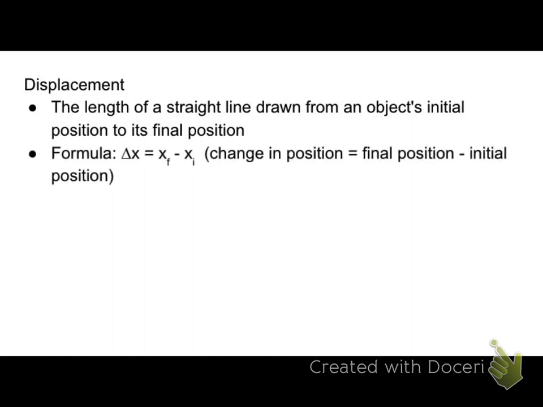Your formula is going to be change in position, x meaning the initial coordinates of your object. So your final position minus your initial position is going to give you your displacement. And displacement needs to include a direction.